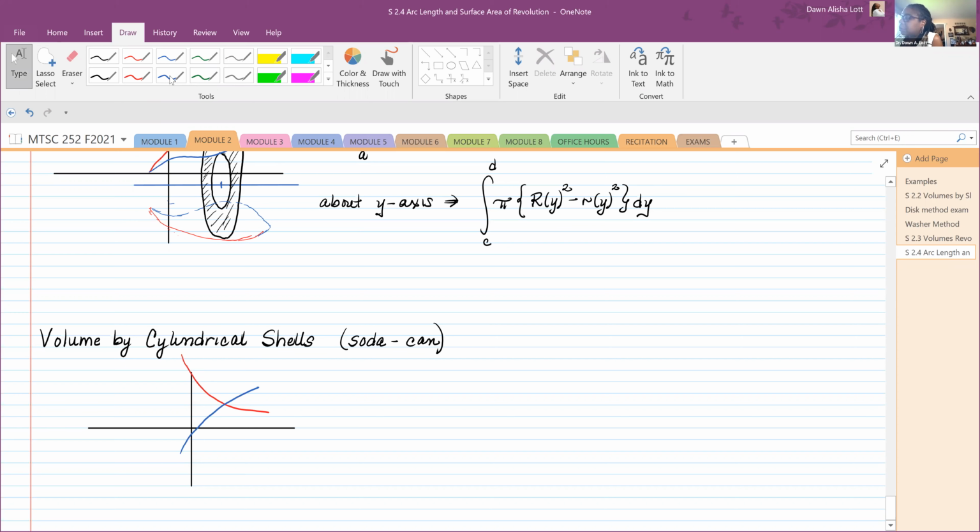Okay, so we now grab our x, rotate that thing. There's my shell. So I now need to get the volume, the integral from a to b of 2 pi times whatever my radius is. As we know, we have to find the radius and we have to find the height. So we did that.